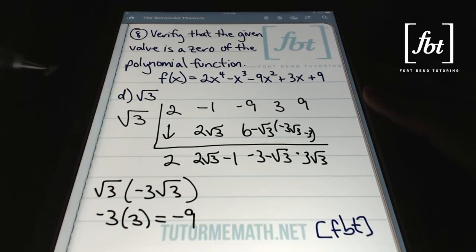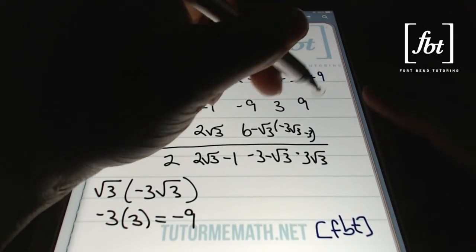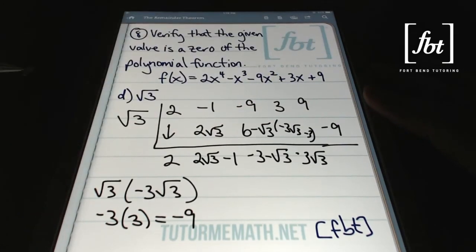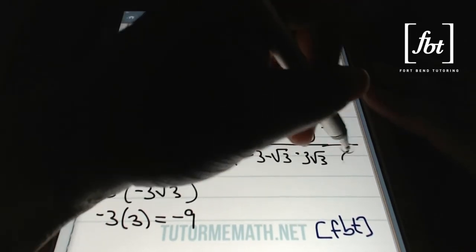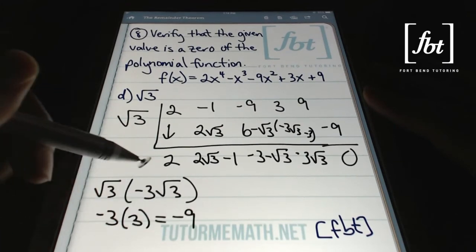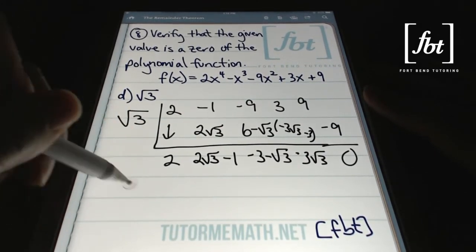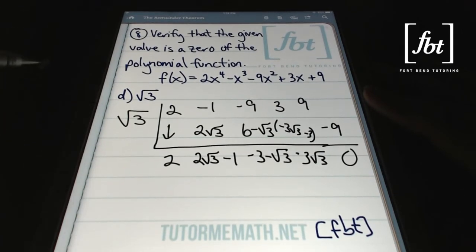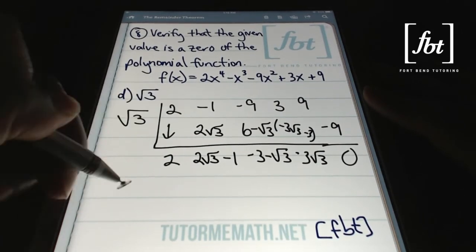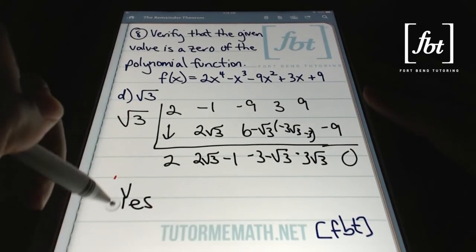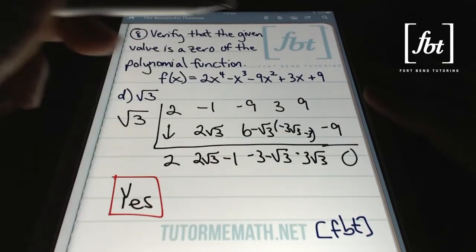So we end up with negative 9 as a result of that product. So now we'll have negative 9. We'll be adding that to the 9 that we have there, and 9 minus 9 is going to be 0. So what does that mean for us, guys? That means that we have just confirmed that the square root of 3 is a 0 of our polynomial function. The answer is yes. We end up with a remainder of 0.